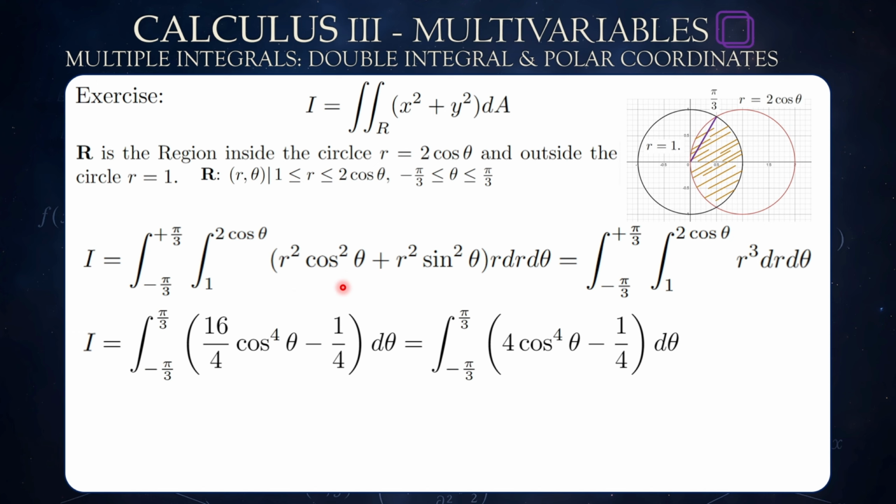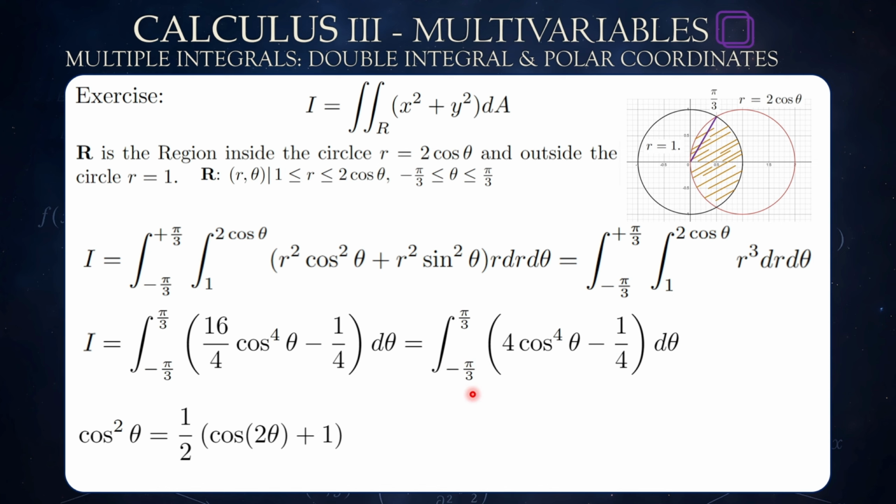Alright, then I equals the integral from minus pi over 3 to plus pi over 3 of r to the 4 divided by 4, between 2 cosine theta and 1, which gives you 16 cosine to the 4 theta divided by 4 minus 1 divided by 4. Okay, equal to the integral from minus pi over 3 to plus pi over 3 of 4 cosine to the power of 4 theta minus 1/4 d theta.